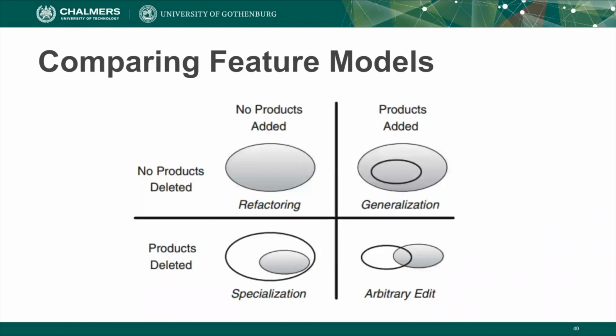Now, given two feature models, two entirely separate feature models, we'll call those phi1 and phi2. What is their relationship to each other? Does phi1 define the same set of feature selections, the same products as phi2, or is phi1 a generalization of phi2, meaning that the set of products of phi1 is a superset that includes those of the second model and more? Or conversely, is phi2 a specialization of phi1, which means it's a subset of the products of phi1?